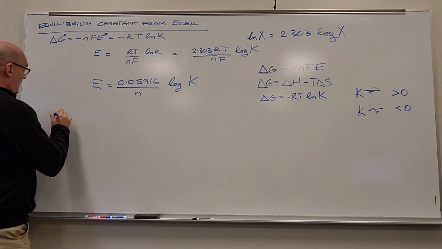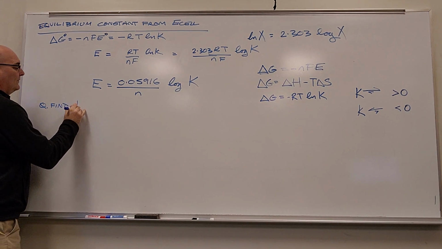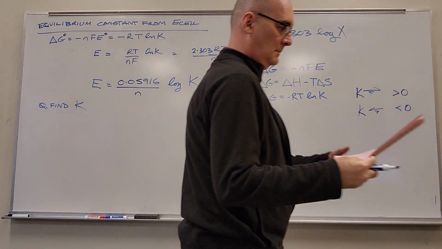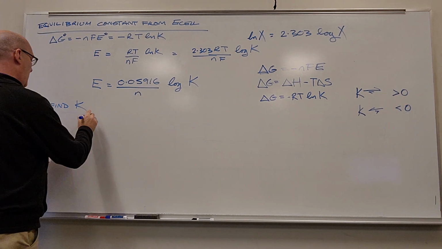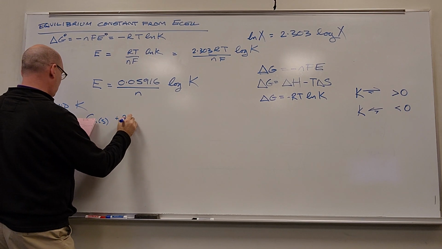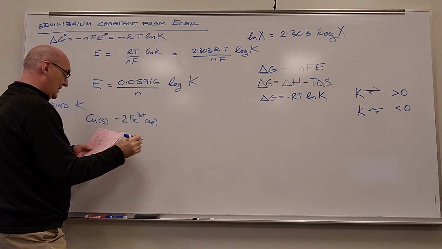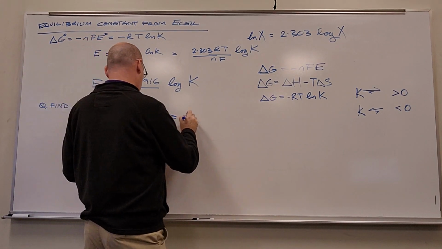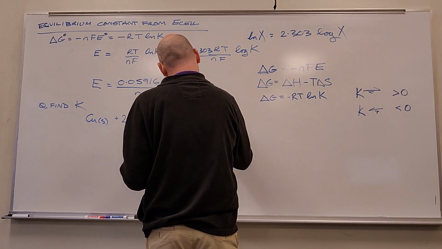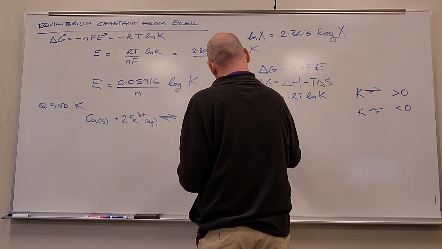Okay. All right, here's a question. Find the value of K. I have copper plus iron 3, what used to be called ferric iron, in equilibrium with iron 2, which used to be called ferrous iron, and copper 2 plus.